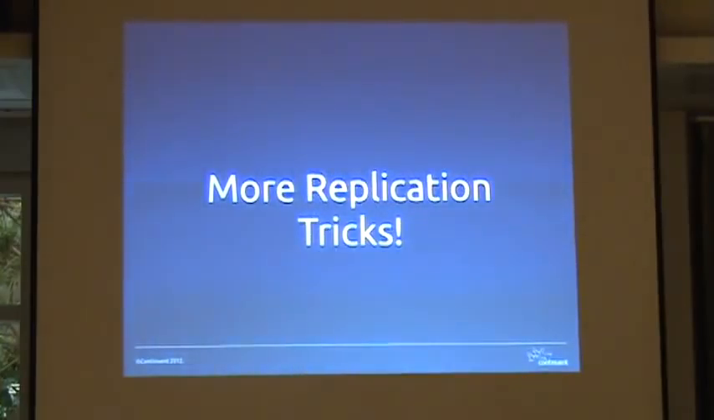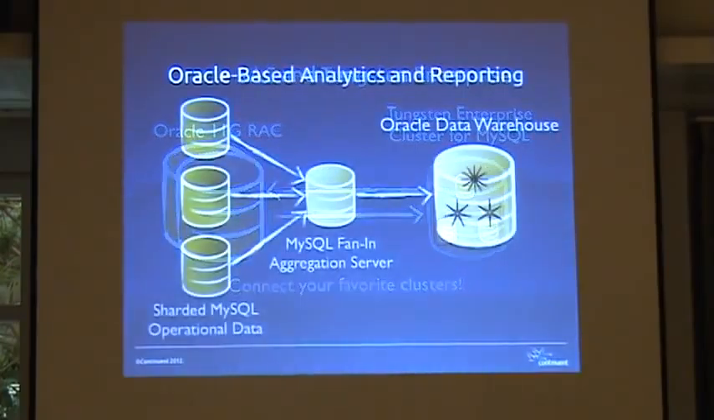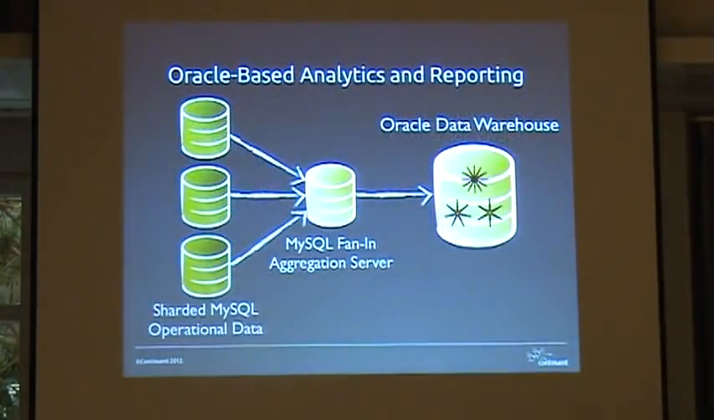Finally, let's conclude this talk with more replication tricks. What can you do with this? You can actually connect your favorite clusters. If you have Oracle RAC, you can connect it to a Tungsten Enterprise cluster for MySQL, like in the demos I showed you. So this becomes really interesting. If you have shared MySQL operational data across multiple clusters, you can aggregate it into one MySQL server for, let's say, MySQL reporting applications, and then you can load the Oracle data warehouse.